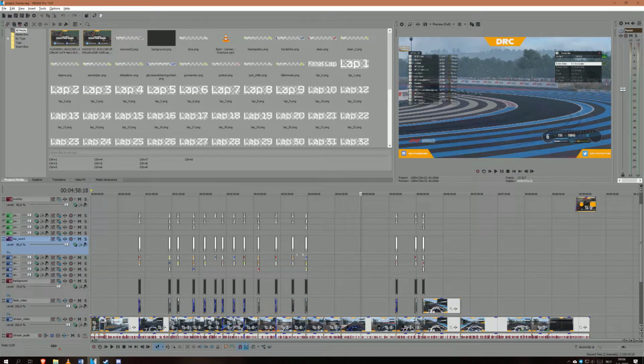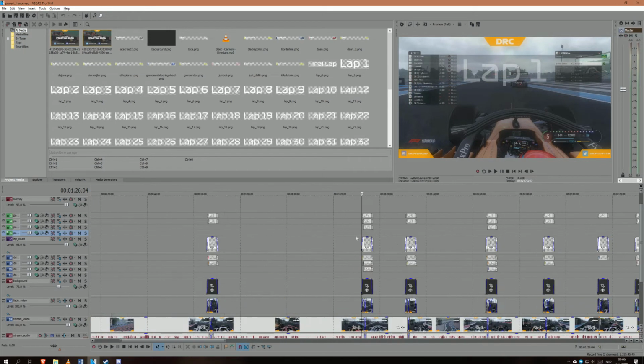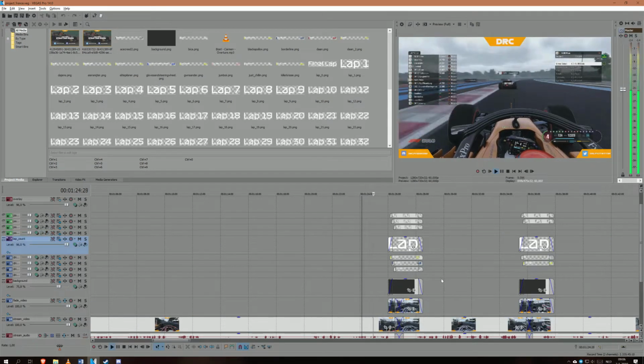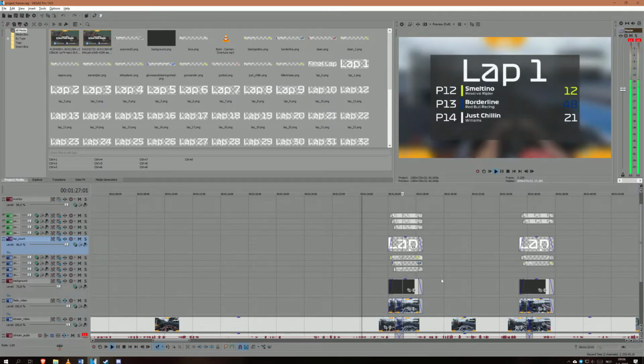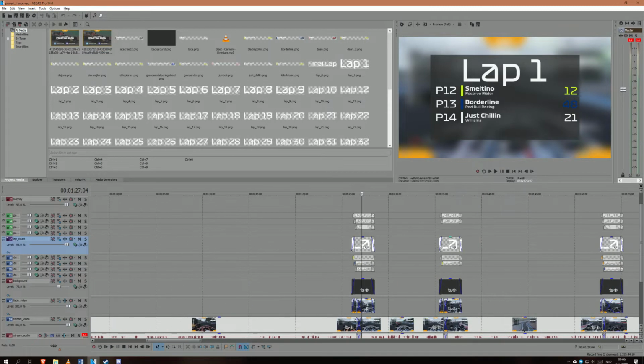This is a project I work on weekly because I'm part of a racing group where I make racing highlights. And between each highlight I have this very same transition. As you can see, it shows which lap they are on, the drivers, and which position. Doing this over and over again manually is just such a pain in the ass.